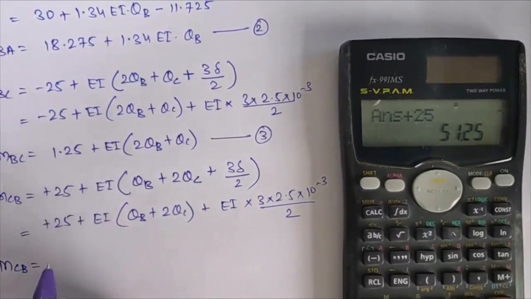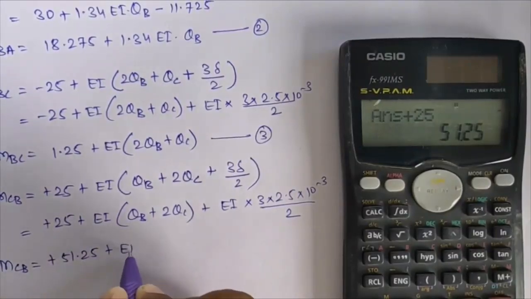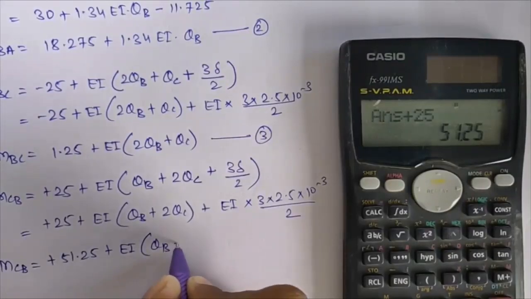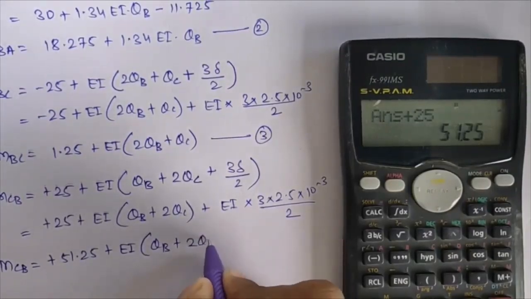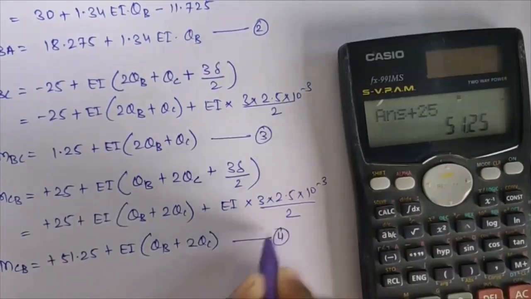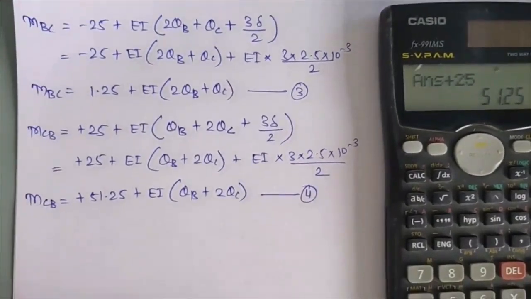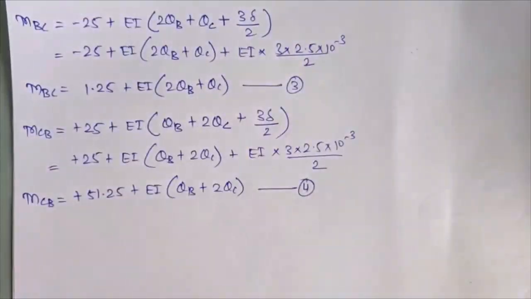That is equation I'll get as plus 51.25 plus EI into theta B plus 2 times of theta C. That will be my equation number 4 here. Okay, now next span we will move to, that is your 3 span beam.